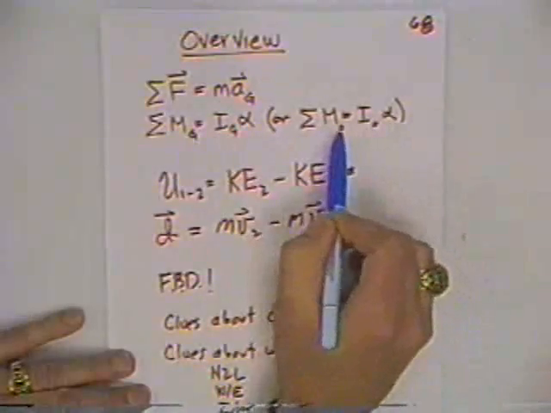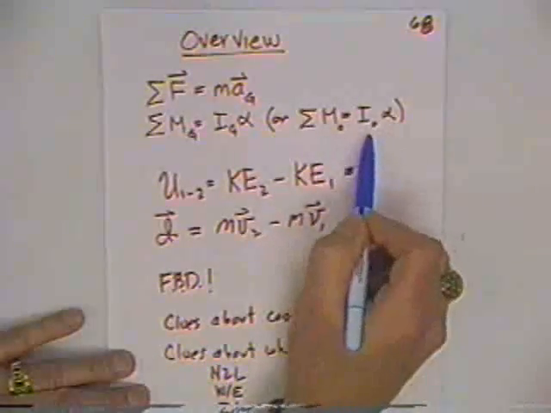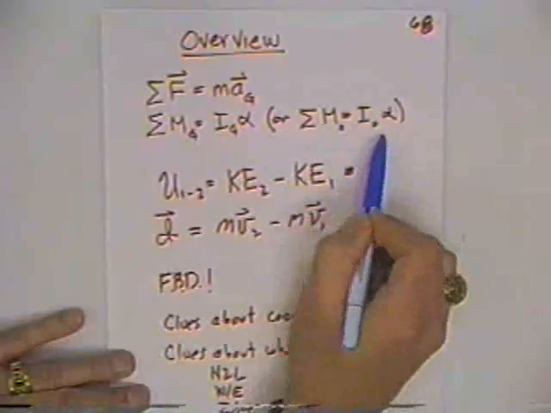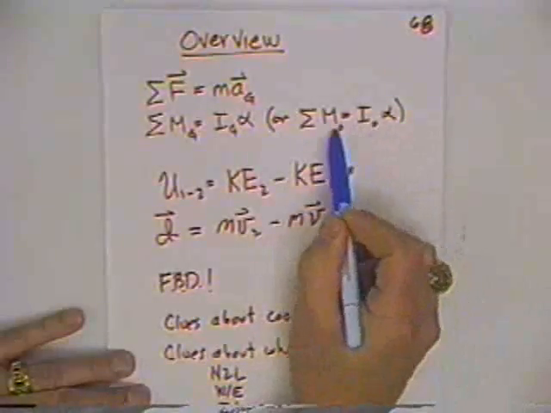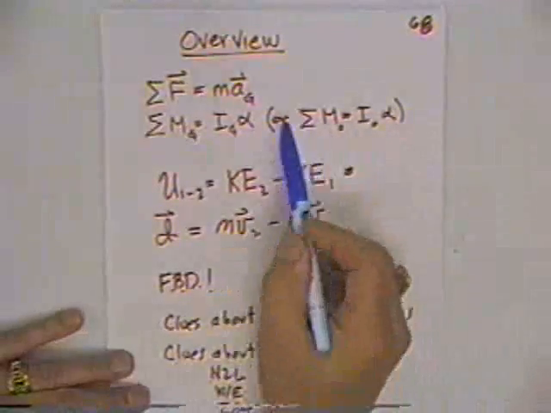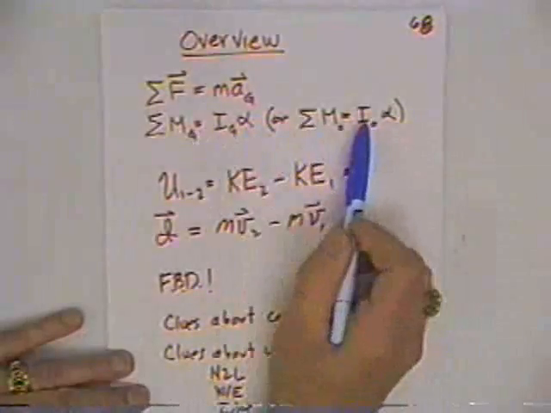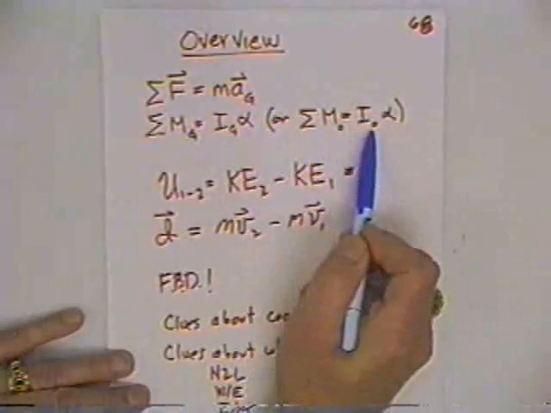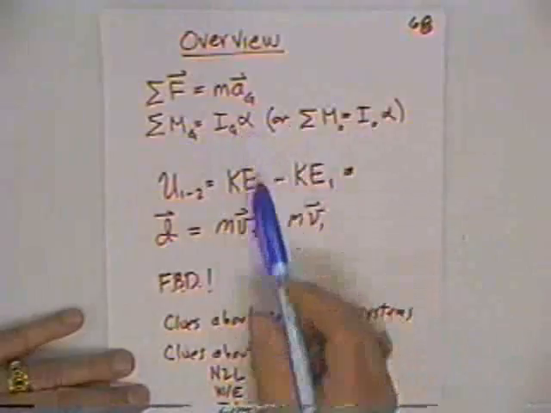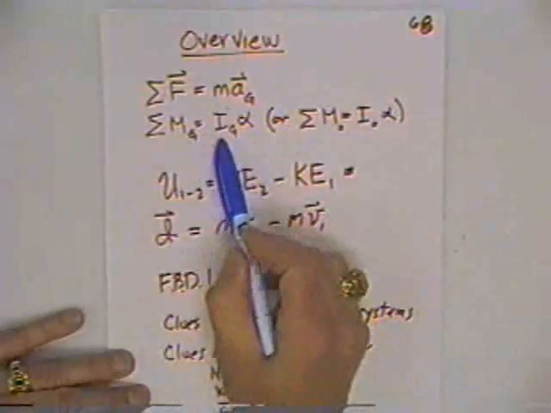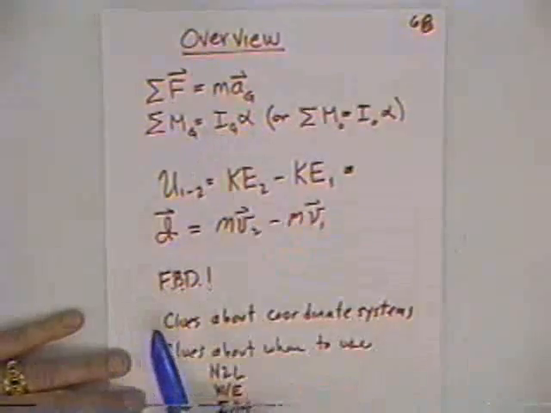You can't write summation of moments about any general point is equal to I about that point times alpha. It simply isn't true. But for a pinned point, you can do this. You have to use the parallel axis theorem to compute moments of inertia about other points. Remember how to do that. You're given IG for various common shapes in the notes.